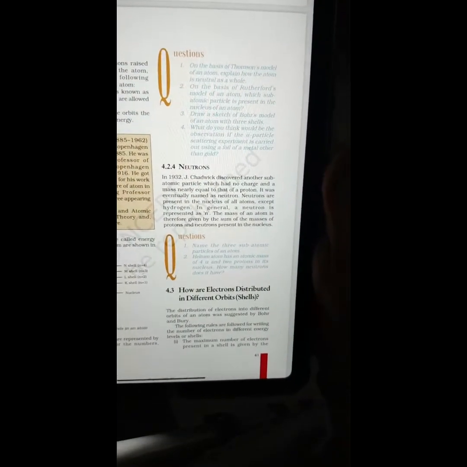Now let's come on to this one, 4.2.4 neutrons. I hope the screen is visible to everybody.